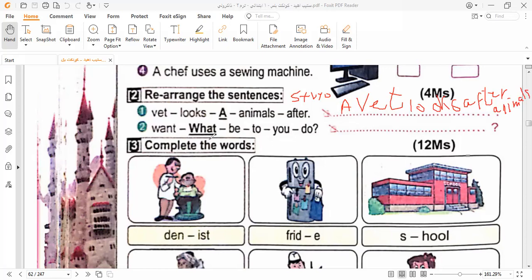Here we have a question. What can I do to form this question? By saying what do you want? I told you that in the question form we replace the subject with the verb. What do you want to be? When you ask someone about the future job, I tell you, what do you want to be?